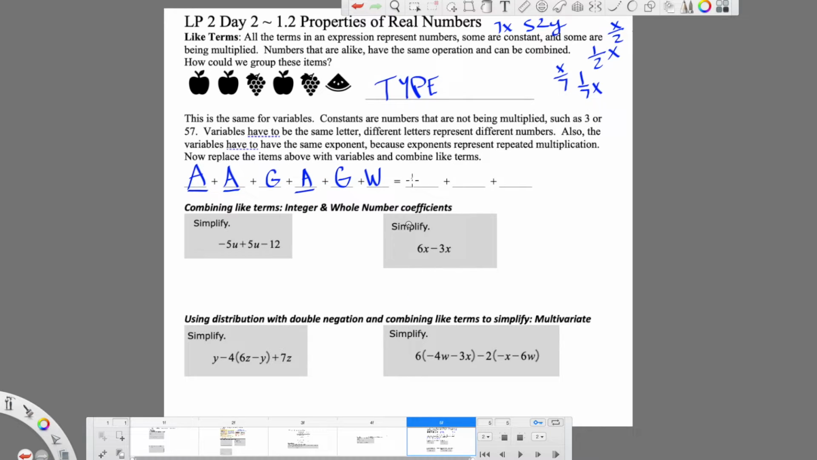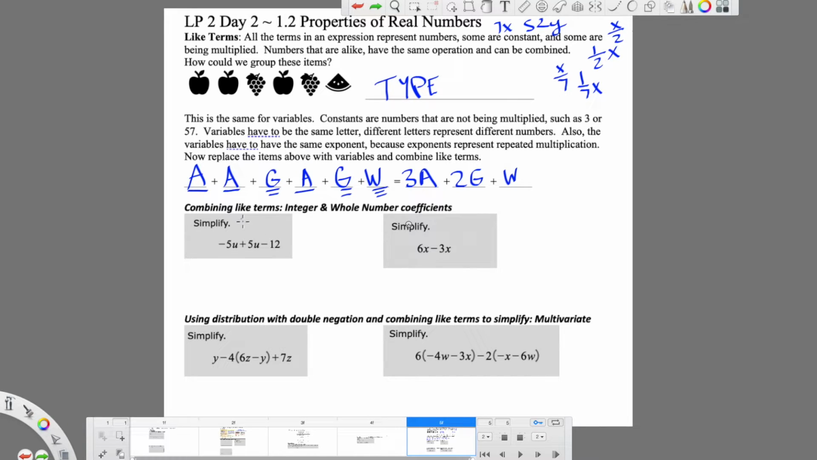A. So I have three A's. I just literally count 1, 2, 3. So I have three A, and then 2 G, and I only have one watermelon. So just W. I don't have to put the one in front of it. It is assumed that it's there. If you don't see a number in front, it's a one. That's just an assumption we make.